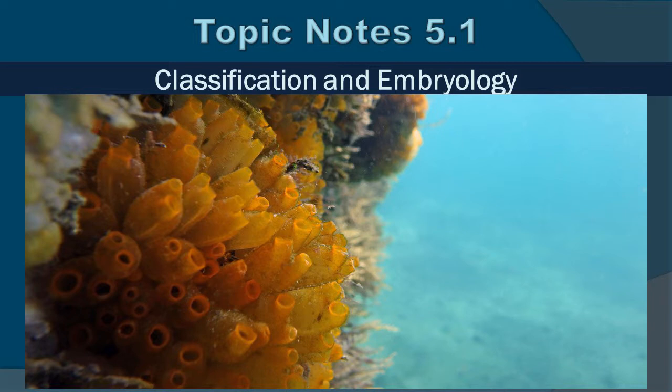For example, this is a picture of a tunicate, and it's actually our closest invertebrate relative. How do we know that? From a lot of really good research that goes into looking at the genetics and embryology and essentially the evolutionary connections between organisms. So let's get started.